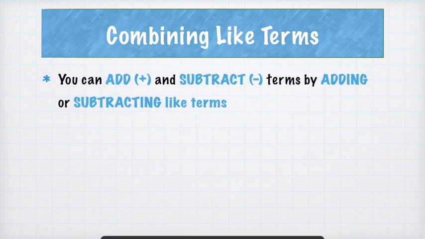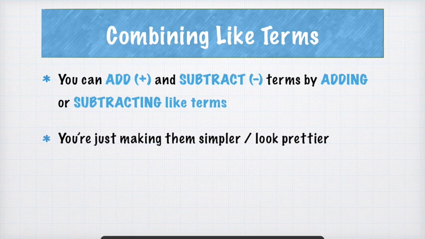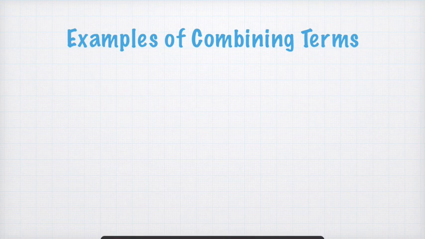You can combine like terms by adding and subtracting anything that is similar. So remember that a like term has the same variable and the same power. So if they have the same variable and same power, you can add the coefficients. All you're doing is making them look prettier, or you're making them look simpler. Let's give an example here.